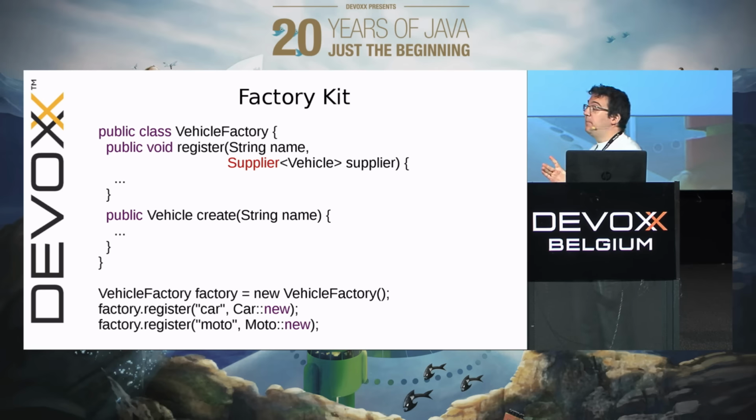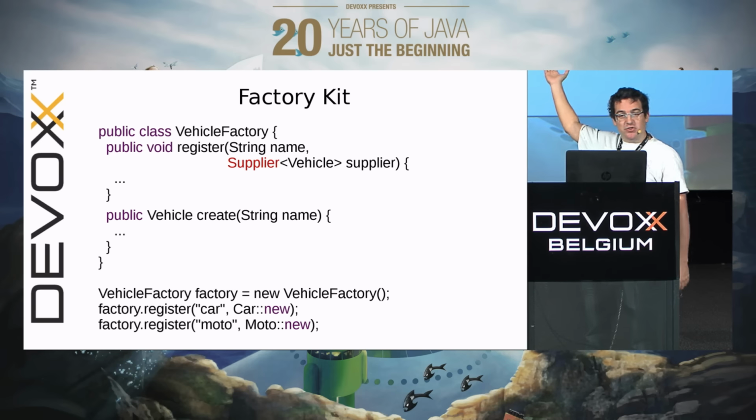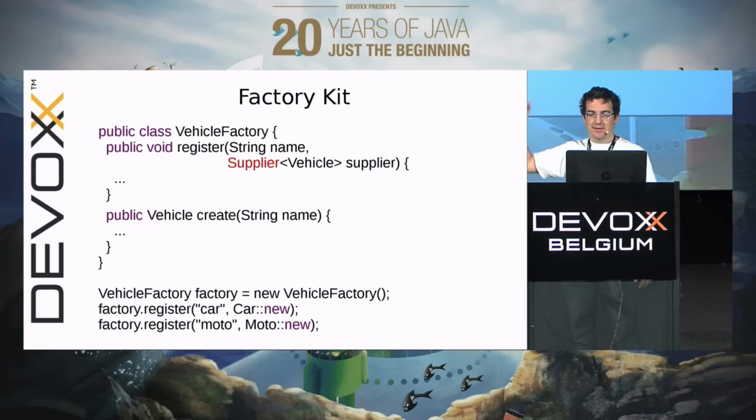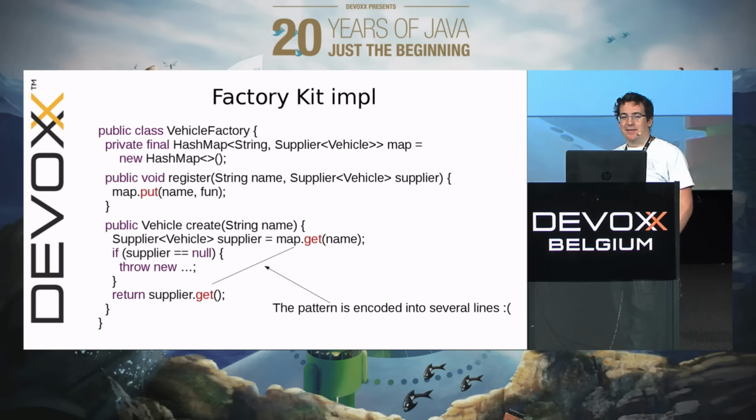How will I implement this? It's basically a HashMap, no? So it's a hash map between string and suppliers. Register is just a put, and create is just a get, almost a get, because it can return null, and if it returns null, it means there is no name corresponding, so you have to throw an exception.